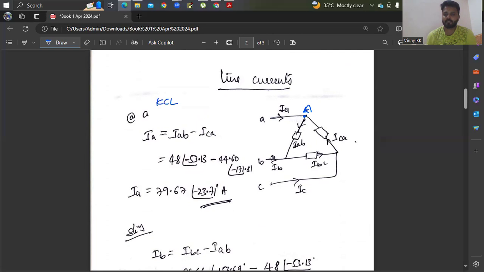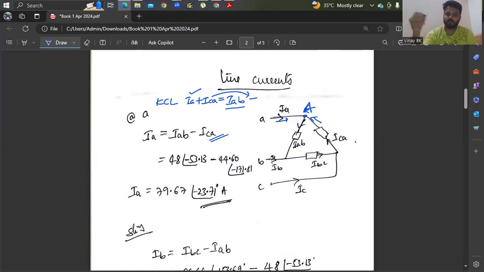You apply KCL: incoming current is the same as outgoing current. So at A, suppose you consider the incoming currents as IA and ICA. This equals IAB. So I can write IA plus ICA equals IAB, the sum of incoming currents equals the sum of outgoing currents. Outgoing current is IAB. You want line current IA, so IA equals IAB minus ICA.